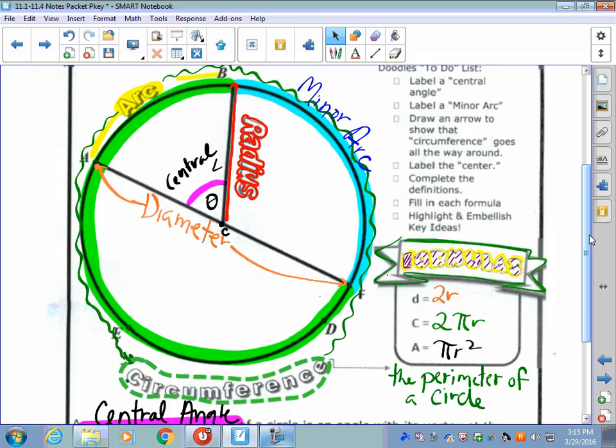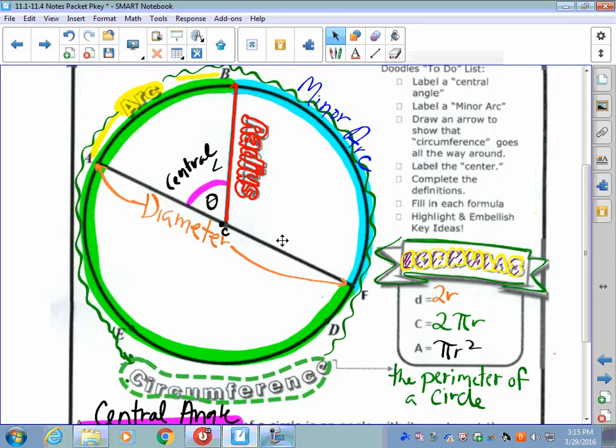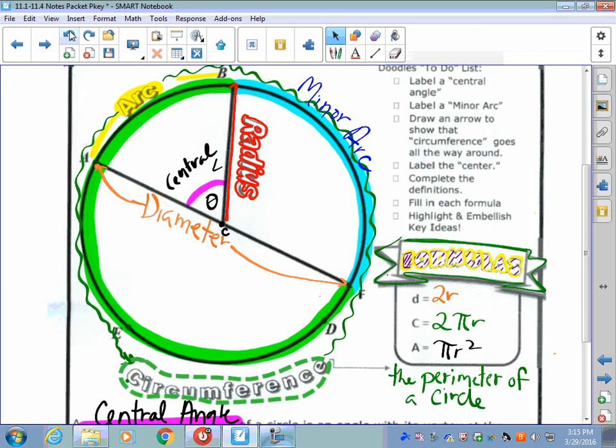Also, I could put a lowercase r to show radius as well. Radius is a segment that goes from the center to the edge of the circle.